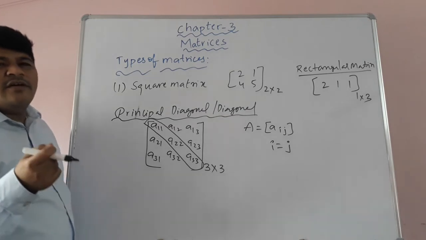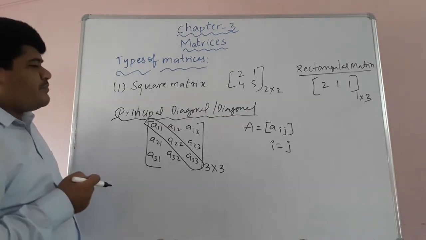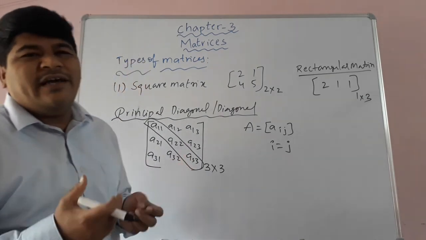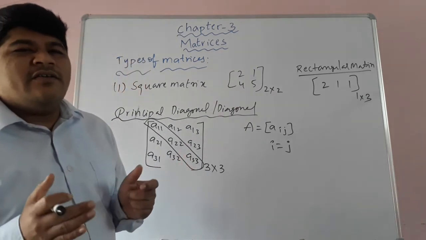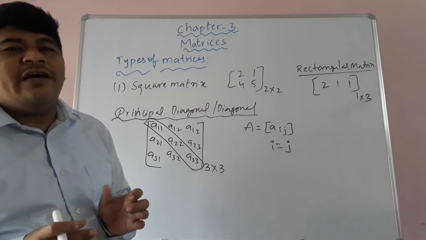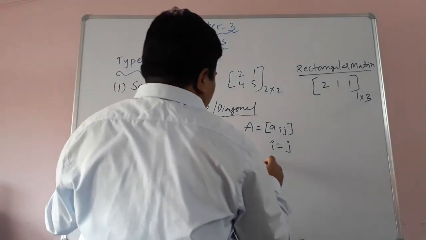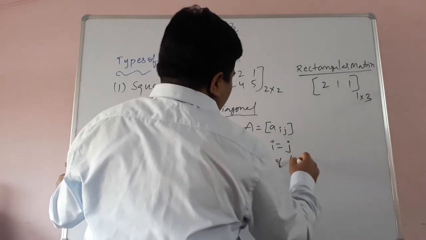Children, see here. If we add all these principal diagonal elements, then we will get one sum, that is known as the trace of the matrix. That is called the trace of the matrix.